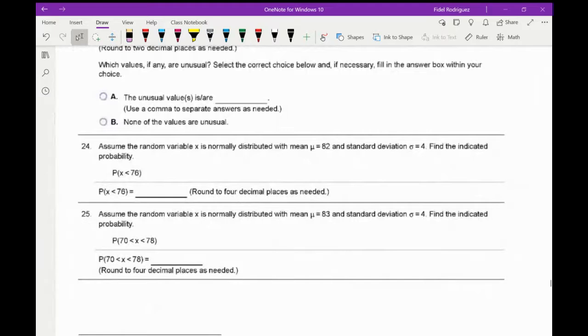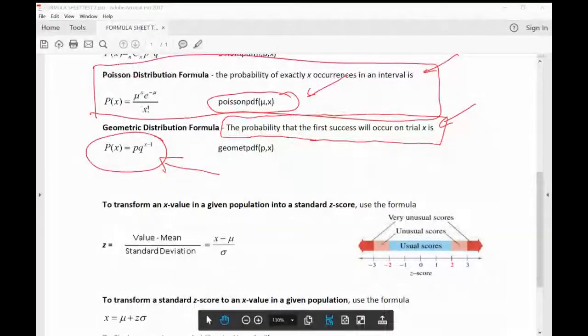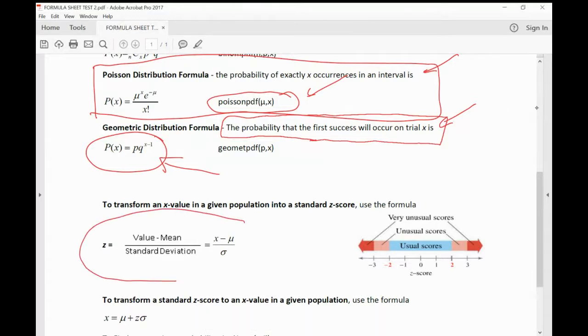And it says, assume the random variable x is normally distributed with a mean of 82 and a standard deviation of 4. Find the indicated probability. Okay, so guys, I'm going to share my formula sheet with you one more time because I'm going to show you how I'm going to do this part. And a big part of it is looking at that formula sheet. Okay, so here's my formula sheet right here. I think you guys can see it. Yes. Okay, so what I'm going to do is use the idea of converting my x values to z-scores. And the way I'm going to do that is by using this formula right here, z equals x minus mu over sigma, okay?